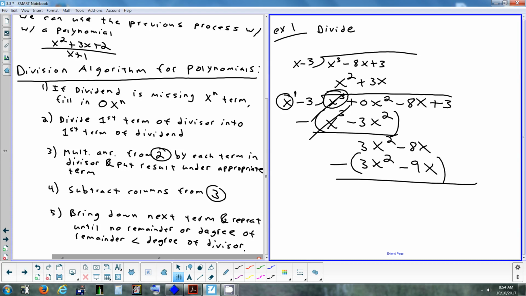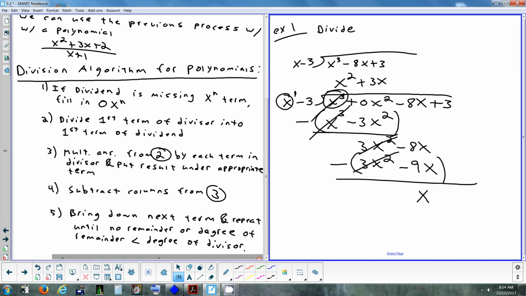Okay, Rebecca, what's 3x squared minus 3x squared? Cancels. That should always happen. If you did everything right, that should always cancel out. And Caleb, what's negative 8x minus 9x? Just x. Now I'm at a degree 1.